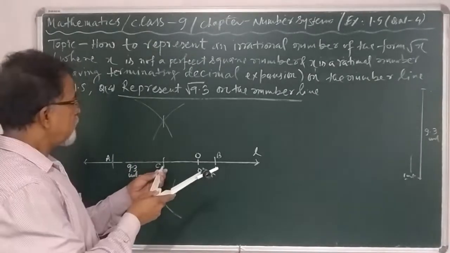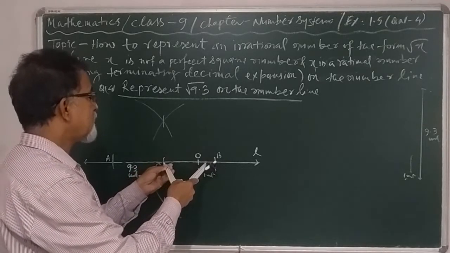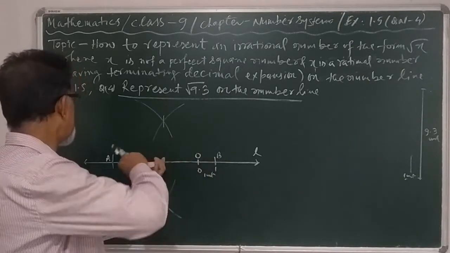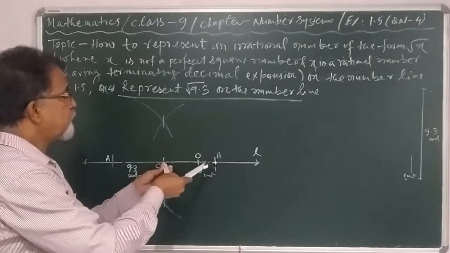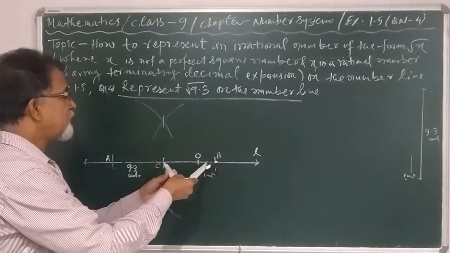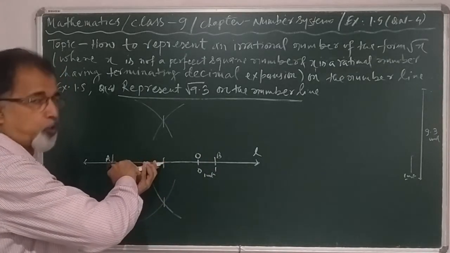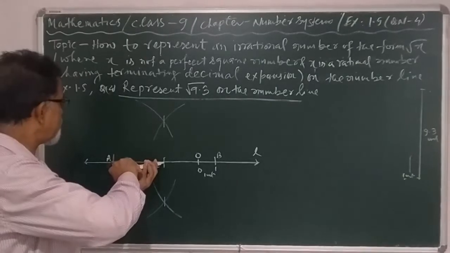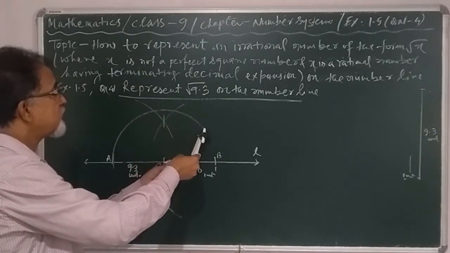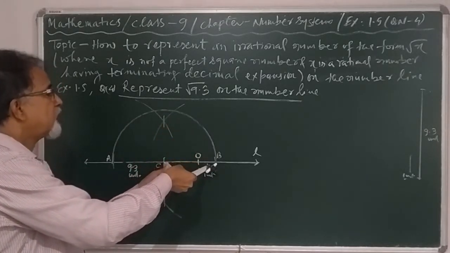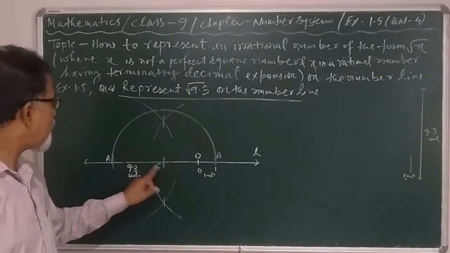Using a compass with center C and radius BC, that is AC. Whenever you draw, you will check on both sides whether these two points are equidistant from the center C or not. If they are equal, then you will draw a semicircle. Now, this is the semicircle with center C and diameter AB.